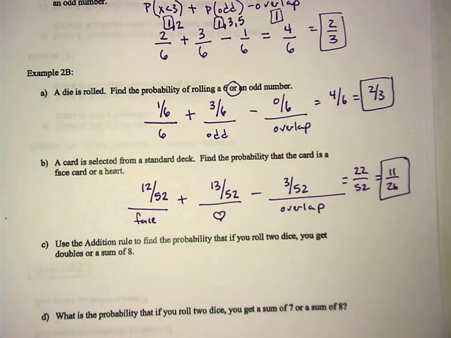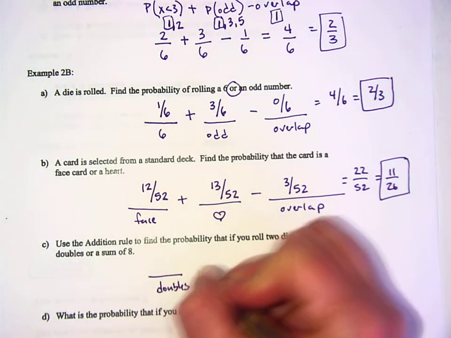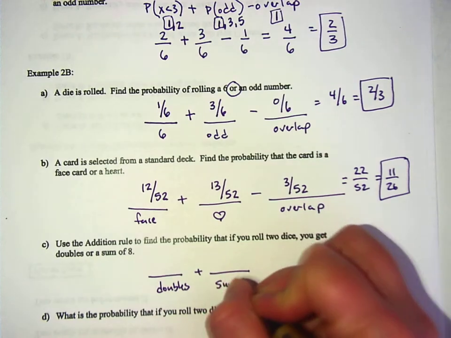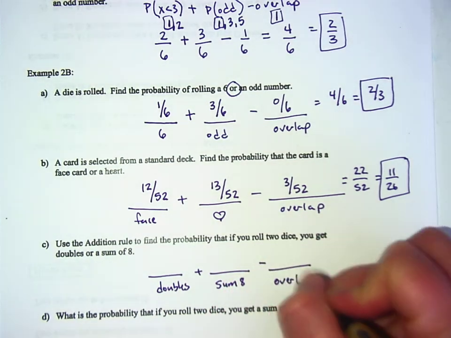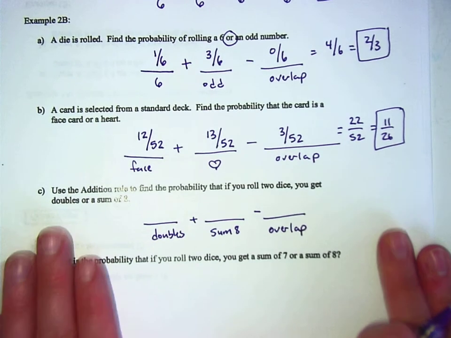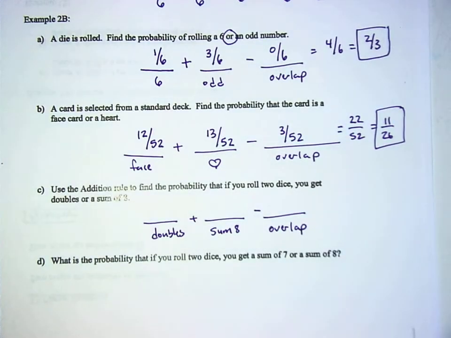Use the addition rule to find the probability that if you have two dice, you get doubles or a sum of 8. Okay, so we've got doubles. We're going to add it to adding up to 8, a sum of 8. And we're going to subtract the overlap where we do something twice. First question I have here is, how many options are there if you roll two dice?